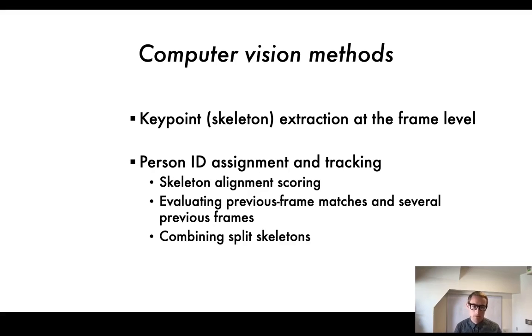And then we also try to combine split skeletons by looking through the past sets of frames to find places where we have some evidence that those two different people, with maybe complementary key points, can actually be merged and considered to be one skeleton in the output. And then we also interpolate missing skeletons when somebody is missing for just a second or two from the frames.